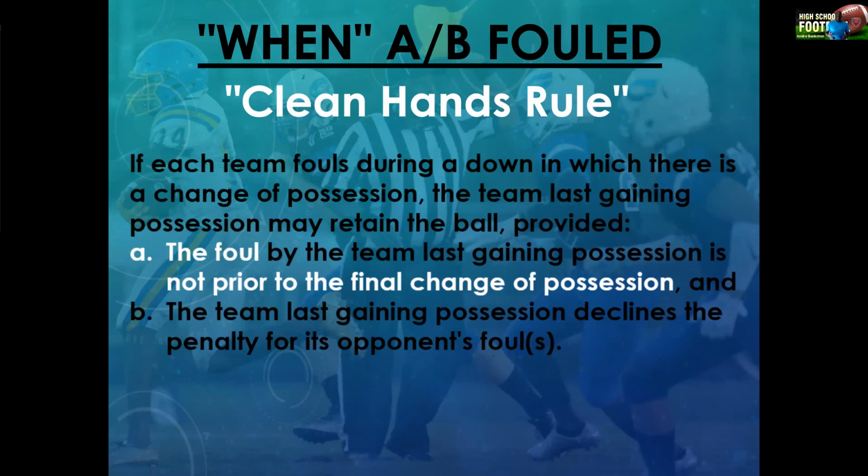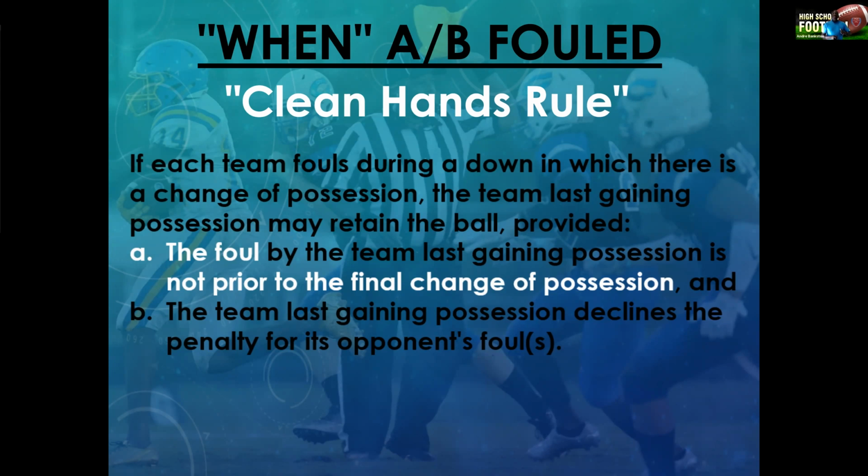In other words, if B got possession of the ball, that mostly is the defense. If B got possession of the ball without having a foul, they didn't hold anybody, they didn't face mask anyone, no fouls, no personal fouls, anything like that, and they intercepted or recovered a fumble, they got the ball with clean hands.